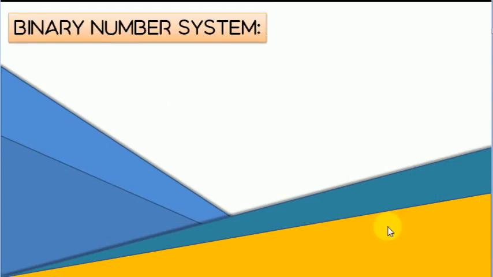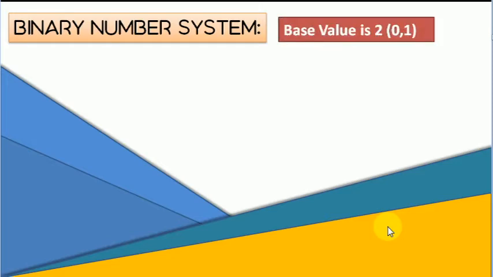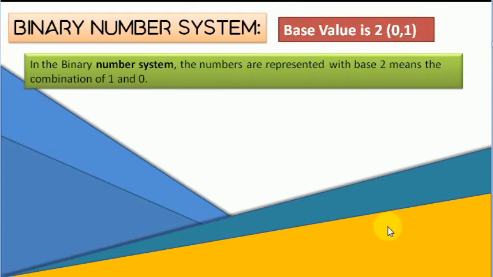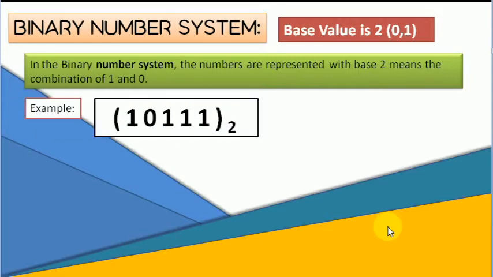Now let us understand the next one, that is the binary number system. So what is the binary number system? The base value of the binary number system is 2. It means there are two numbers only, that is 0 and 1. It is represented in base 2, a combination of 1 and 0. Only 1 and 0 are going to be there. This is an example of a binary number, 10111, and you will find the base value is also given. It is only a short explanation of the binary number system. In another video we will understand how we solve binary numbers. Just now I'm only explaining all the number systems.